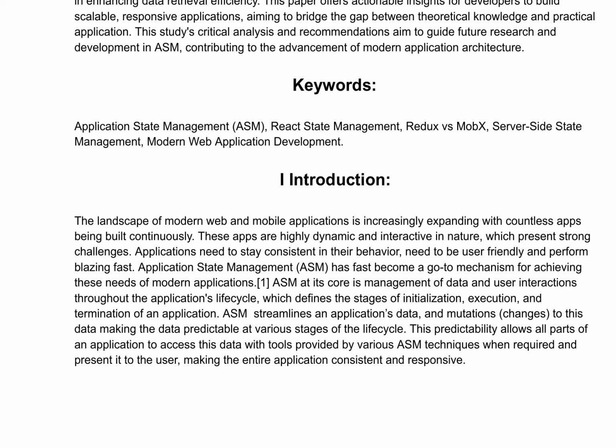of modern application architecture. The authors categorize ASM techniques into three primary categories. Local state management involves managing state within the application itself, using techniques such as React State Management. State management libraries, such as Redux and Mobex, provide a centralized store for managing state. Server-side state management involves managing state on the server side, using techniques such as caching to enhance data retrieval efficiency.